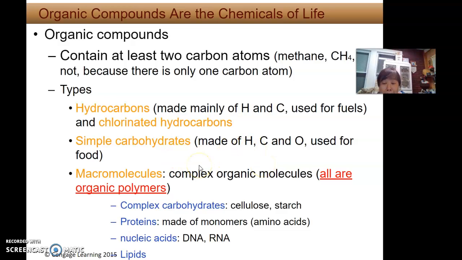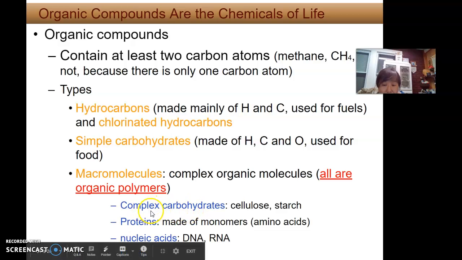And then there are some other macromolecules in the organic body you need to know. You should be able to give examples of a macromolecule. They are complex organic molecules. They are also called organic polymers.